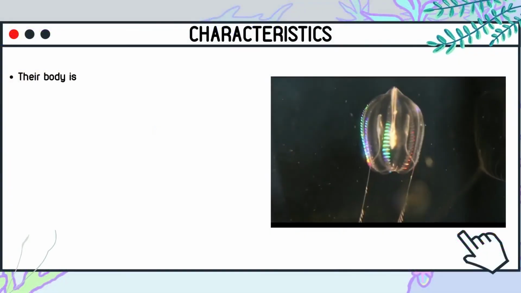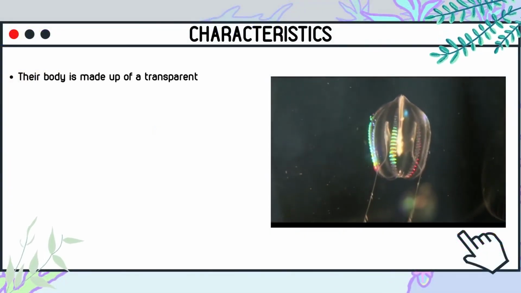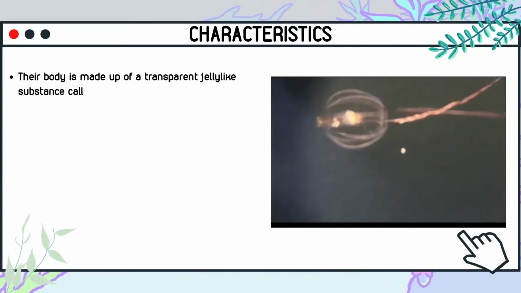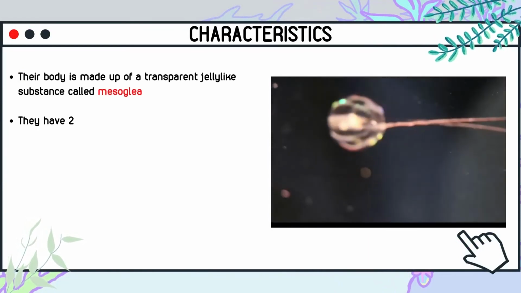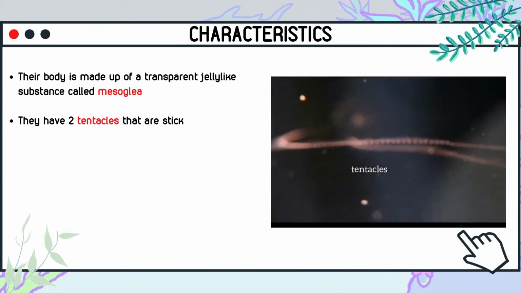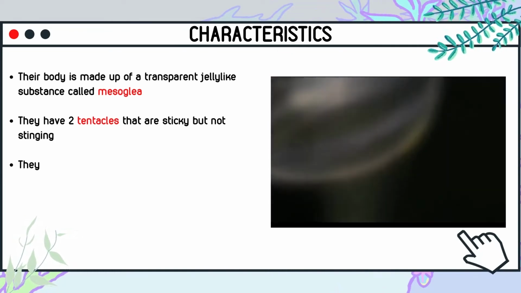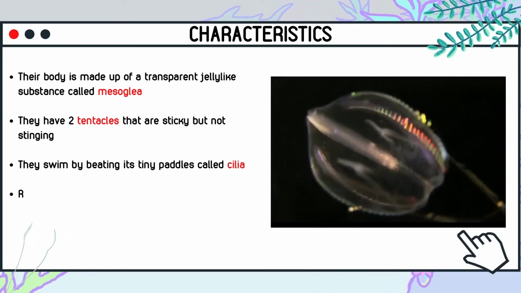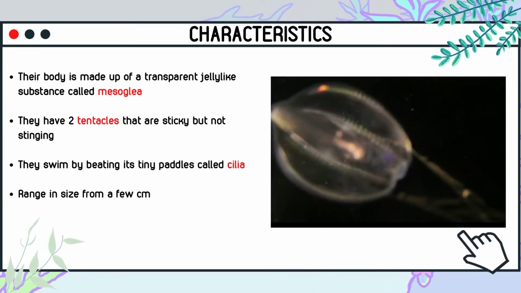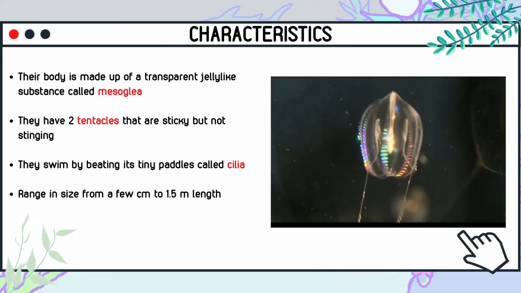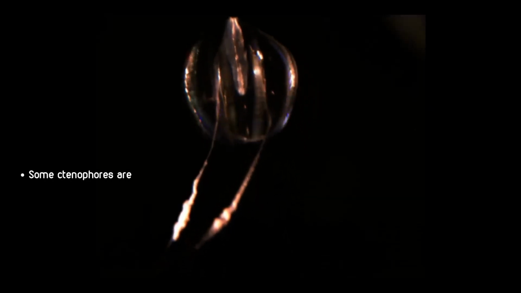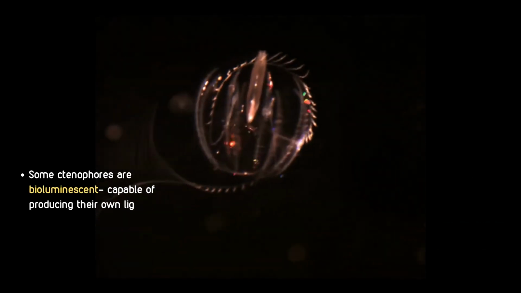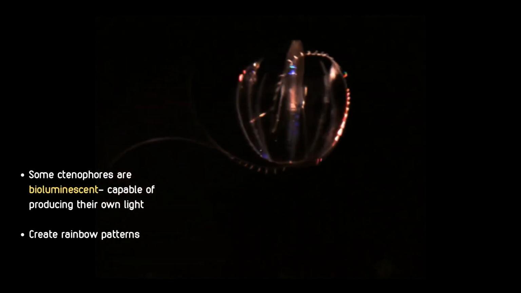Some of the characteristics of these ctenophores are that their body is made up of a transparent jelly-like substance called mesoglea. They have 2 tentacles that are sticky but not stinging. They swim by beating tiny paddles called cilia and range in size from a few centimeters to 1.5 meters in length. Some ctenophores are bioluminescent, meaning they are capable of producing their own light. The light bouncing off the cilia creates rainbow patterns on their body.